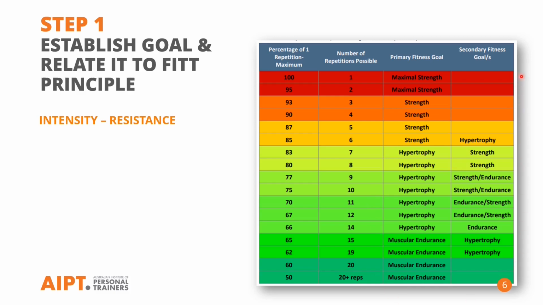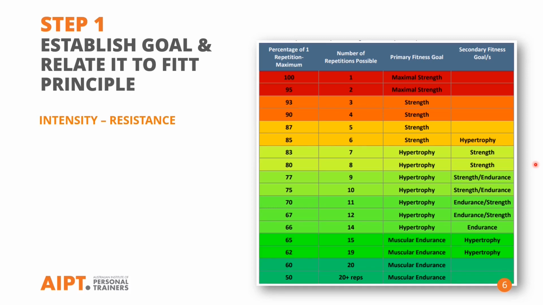And we can also see what the primary fitness goal is for each of those percentages of 1 repetition maximum. But the cool thing about this table is that it also shows the secondary fitness goals that might also occur at any given number. So there are often times where at certain 1RM numbers, multiple goals are occurring for that client. So they're adapting in multiple ways, essentially. So even if we're training for strength, we can still achieve secondary adaptations to things like muscle hypertrophy or muscle growth, for example.